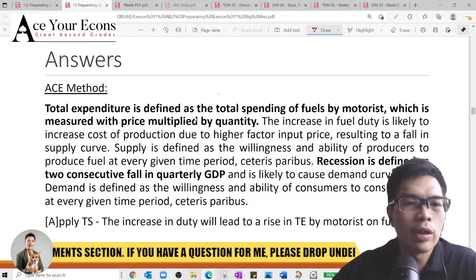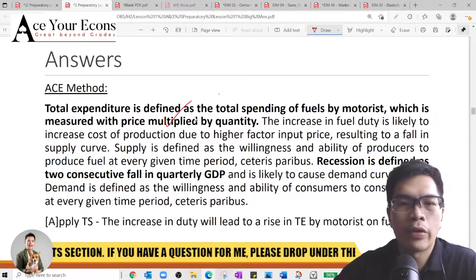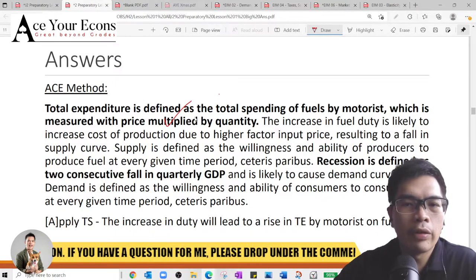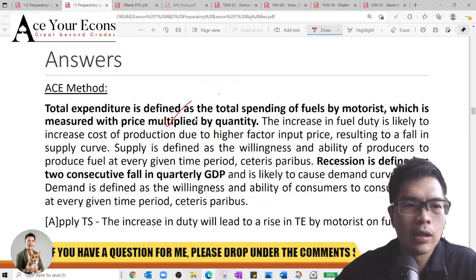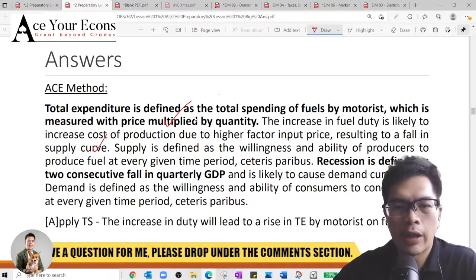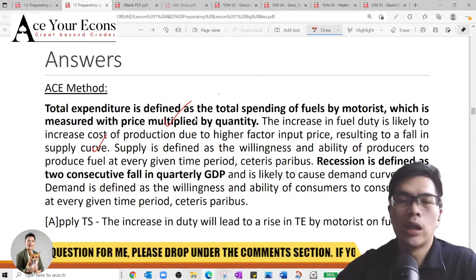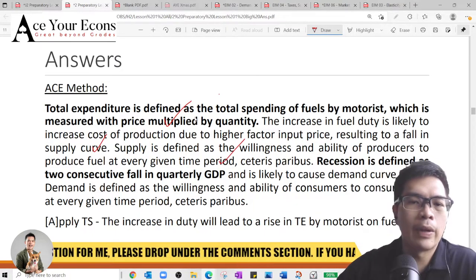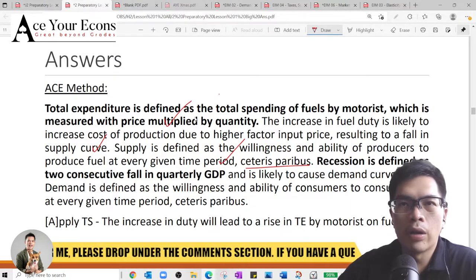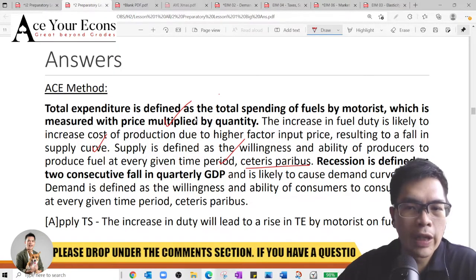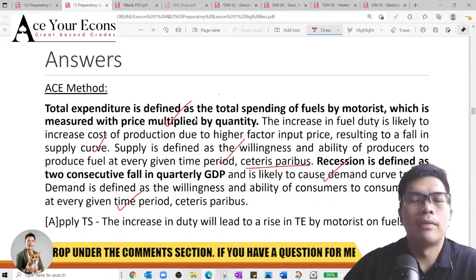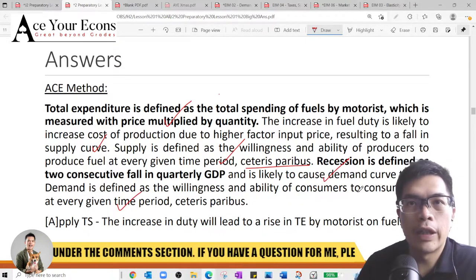So we have total spending. Make sure you define what is total spending. You want to illustrate that a fuel subsidy is going to lead to a higher cost of production, and this will lead to a fall in supply. You want to define what is supply, make sure you have ceteris paribus. You want to relate recession to demand, and you want to define demand. So these are the few key definitions.